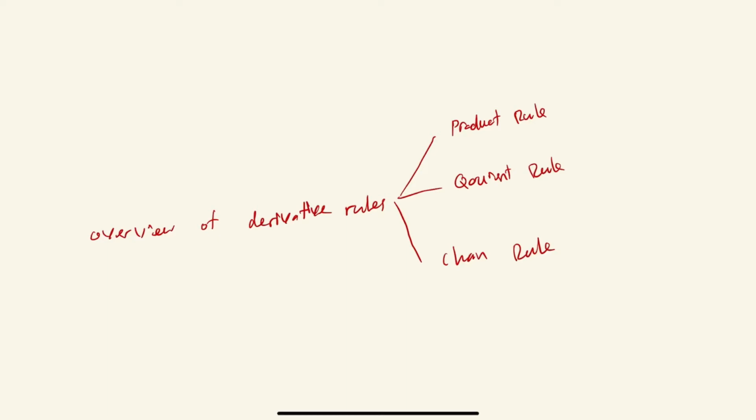This is an overview of the derivative rules: the product rule, the quotient rule, and the chain rule. The examples in these videos, I'm going to solve in part 2.